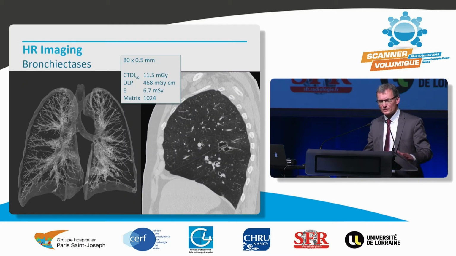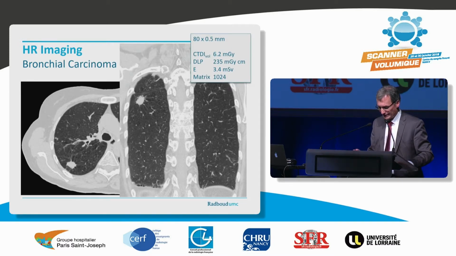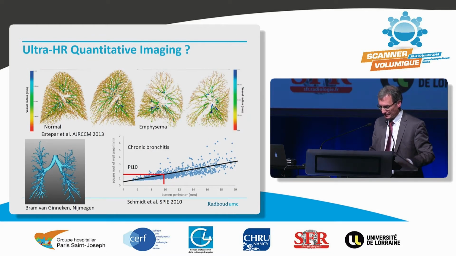We can use that also for types of visualization, like here visualization of the vessels and the bronchi, where again the resolution is outstanding. Bronchogenic cancer, just the same. With the newest way of iterative reconstruction, we're now able to reduce the dose substantially compared to earlier experimental versions of the scanner. And ultimately, what we'd like to do is go into ultra-high resolution quantitative imaging.